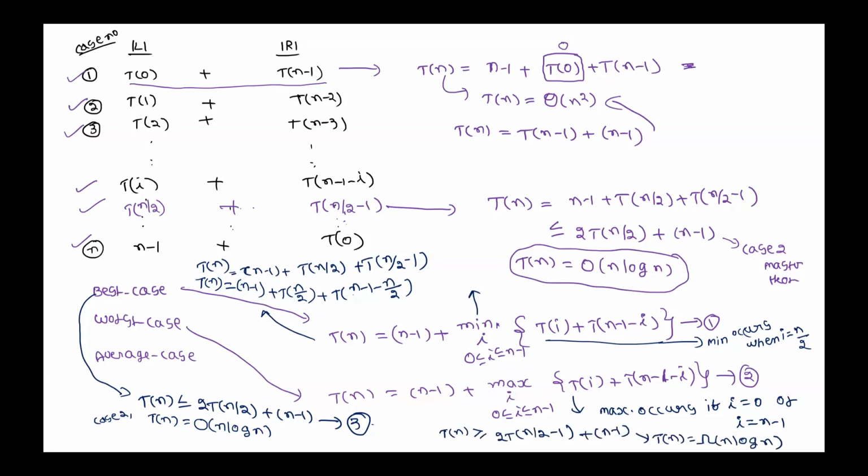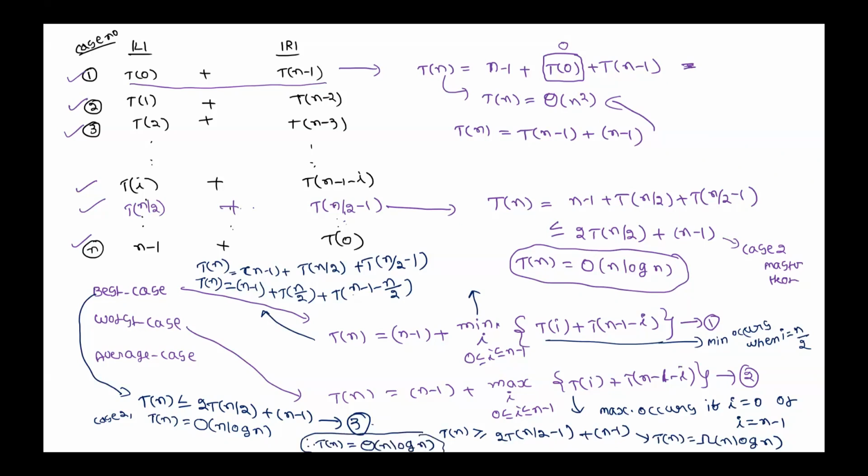Is that correct? That means, what is the best case running time? Combining these two, what is the best case running time of Quicksort? Theta of n log n. Is that correct? So therefore, finally, what is the best case running time of Quicksort?